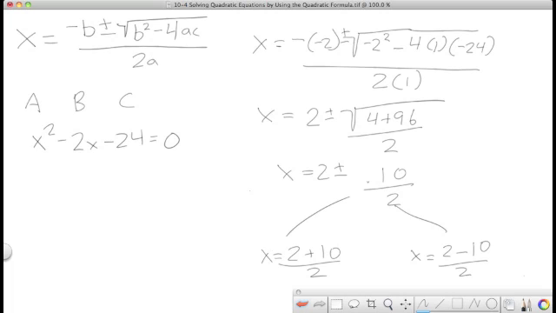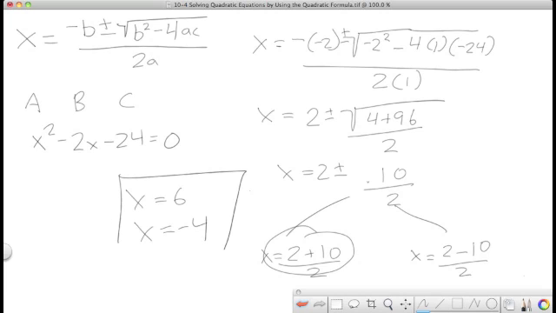So now we know from this problem right here that 2 plus 10 is 12, and 2 goes into 12 6 times. So our first answer is x equals 6. And over here we have 2 minus 10, which we know is negative 8, and 2 goes into negative 8 negative 4 times. So for our second answer, we have x is negative 4. And these are your two answers. Those are your two roots for this problem.